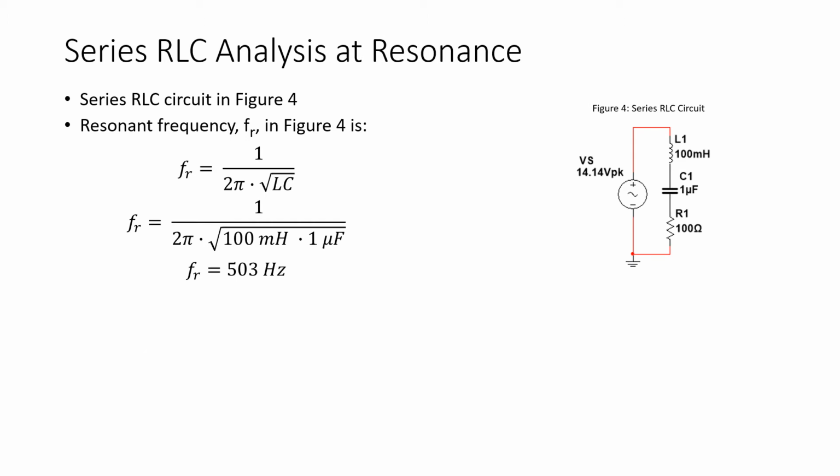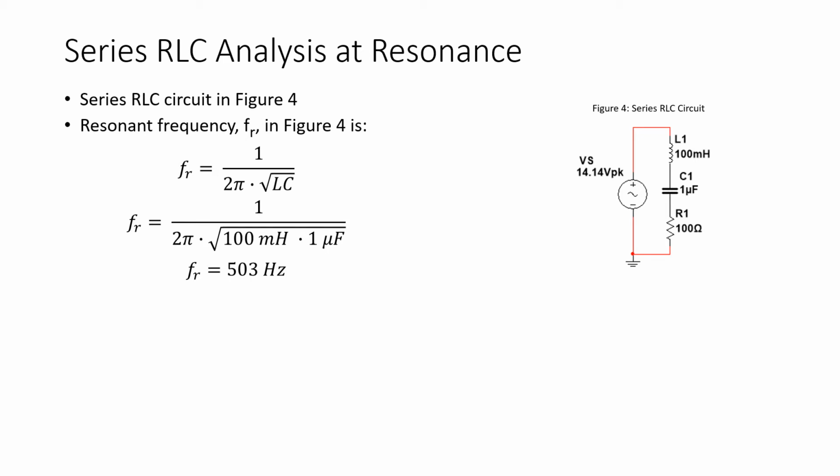So let's look at the analysis of a series RLC circuit at resonance. For the circuit of figure 1, we have a source voltage of 14.14 volts peak, and the frequency of the source is not given because this AC source spans a wide range of frequencies, such as that would be seen in an audio amplifier. And this source is connected to the series combination of a 100 millihenry inductor, a 1 microfarad capacitor, and a 100 ohm resistor.